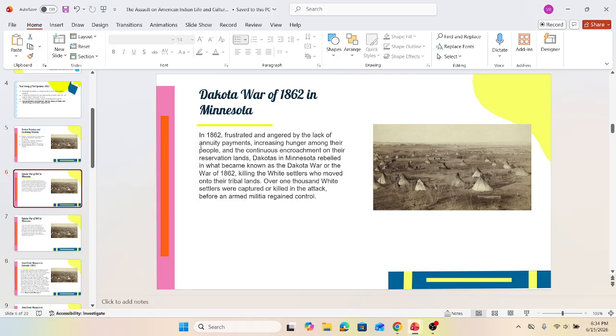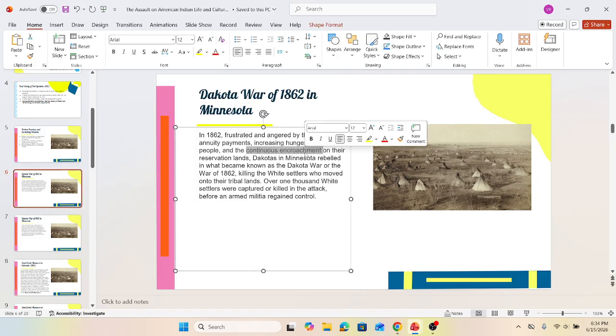They were hungry. There was not enough food. If you were confined to a specific amount of land when you have been a nomadic people following your food sources, you are going to run out of food. And they were not provided for by the US government like the US government had promised. And not only that, but the US government and settlers continued to encroach on their reservation lands.